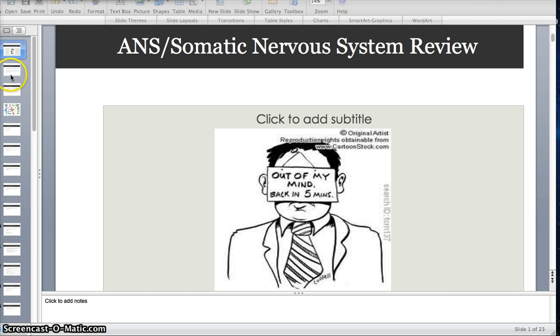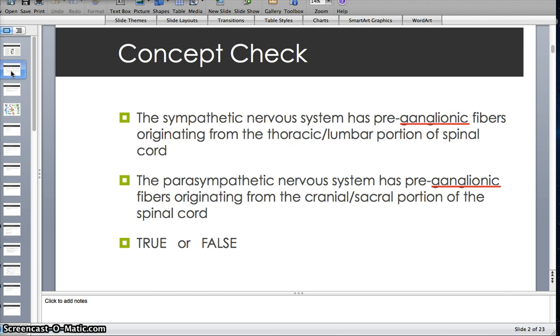All right, so moving right into it, a look into some of the anatomical differences between the autonomic nervous system branches. So concept checks, true or false? The sympathetic nervous system has preganglionic fibers originating from the thoracic and lumbar portion of the spinal cord, and the parasympathetic nervous system has preganglionic fibers originating from the cranial-sacral portion of the spinal cord.